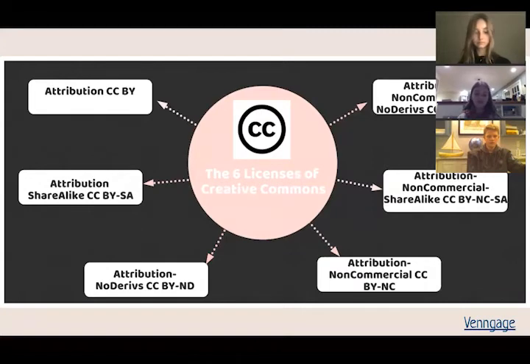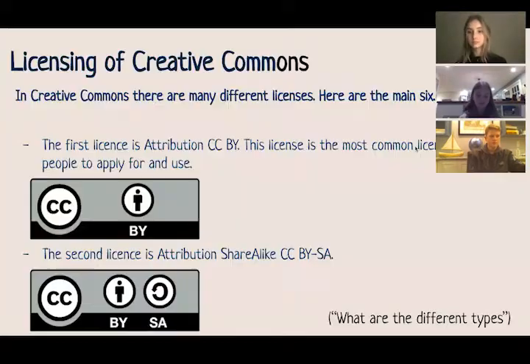Hello, I'm Lucy Royston, and my part of the Creative Commons project is licensing and the symbols of Creative Commons. The first license in Creative Commons is Attribution, CC BY. This license is the most common license for people to apply for and use. The first license lets others tweak, remix, and build upon your work as long as they credit the creator.